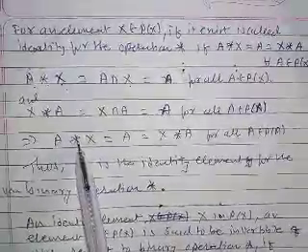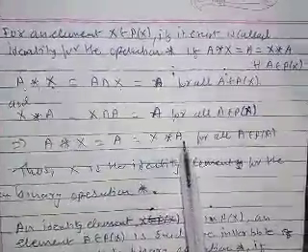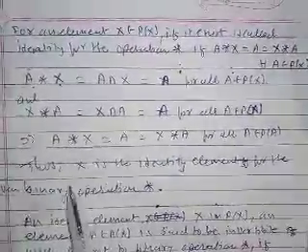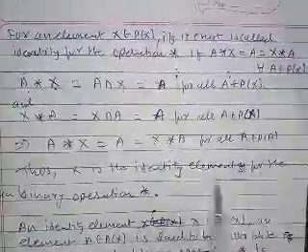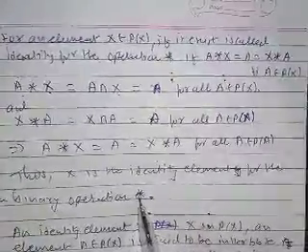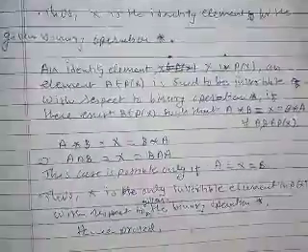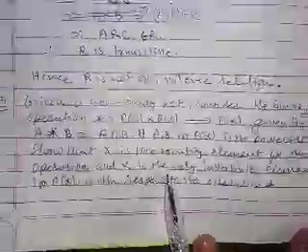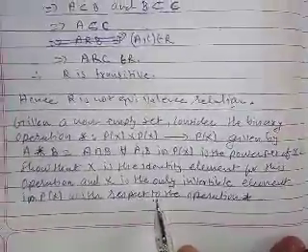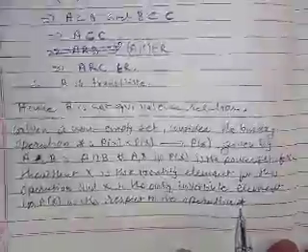It means that A star X is equal to A and X star A is equal to A for all A belonging to P(X). Thus X is an identity element for the binary operation star. This proves the first part. Now we have to prove the second part: X is the only invertible element in P(X) with respect to the binary operation star.